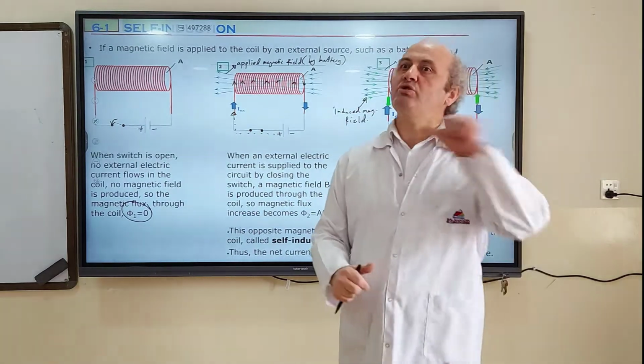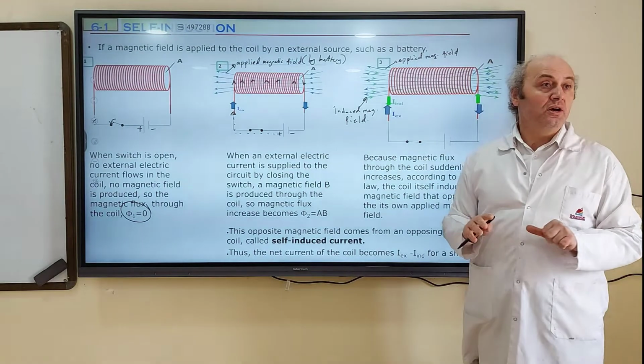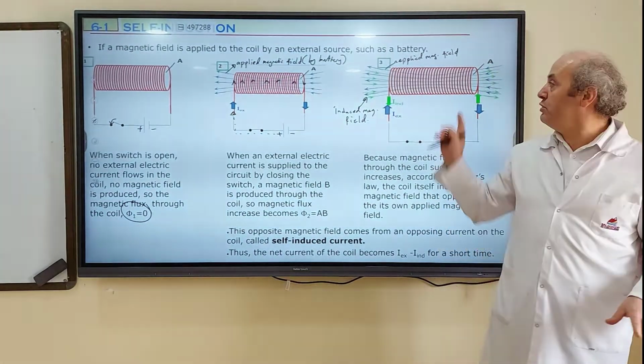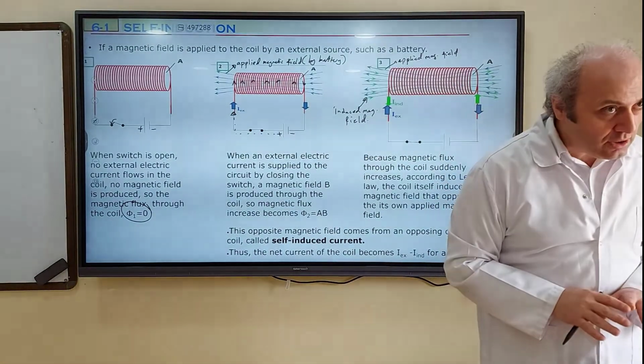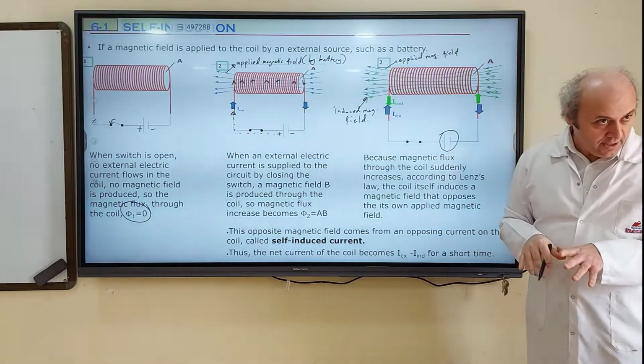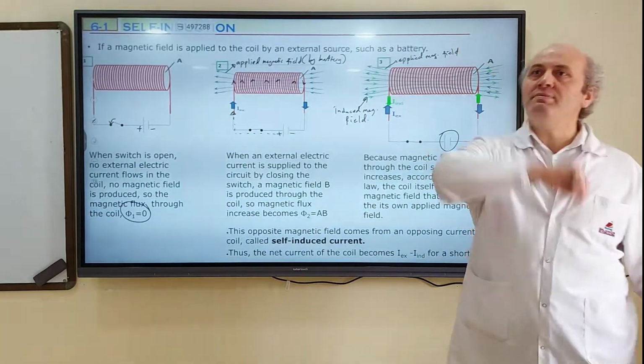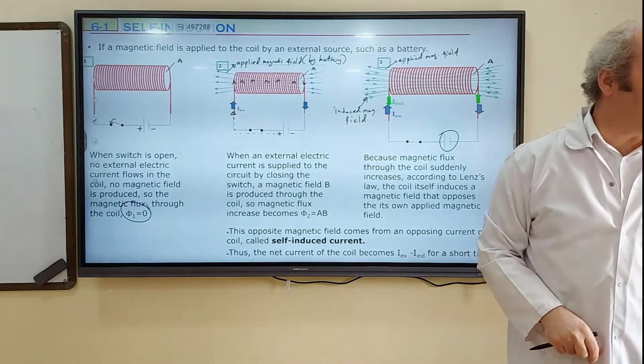By producing this magnetic field in the opposite direction, that's why the green and blue magnetic fields are opposite in direction. One of them is the applied magnetic field because of the battery. The second one is the induced magnetic field by the coil. There are two magnetic fields here now, produced by the coil.